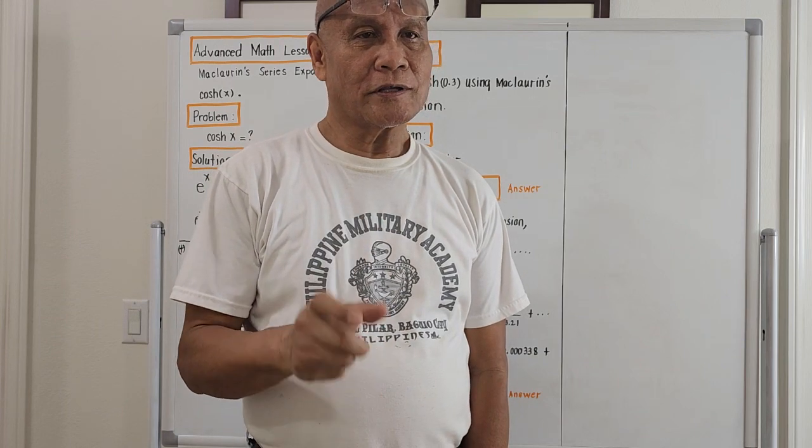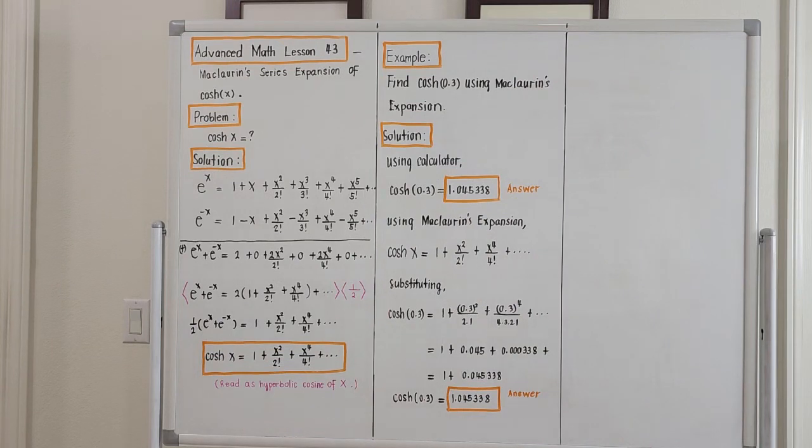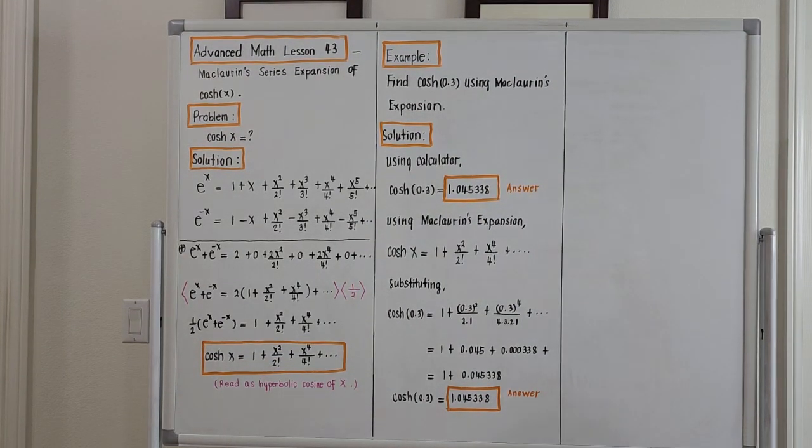My topic for tonight will be the so-called derivation of hyperbolic cosine of any function by using Maclaurin series of expansion. Okay, let's proceed. I will check my camera. Oh, it's fine. Okay, let's proceed.